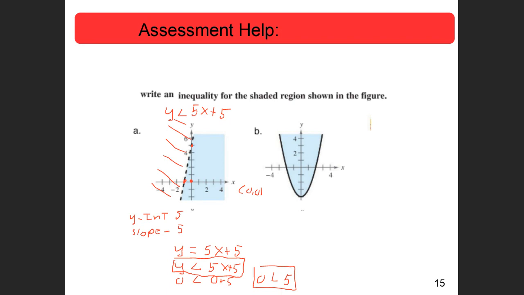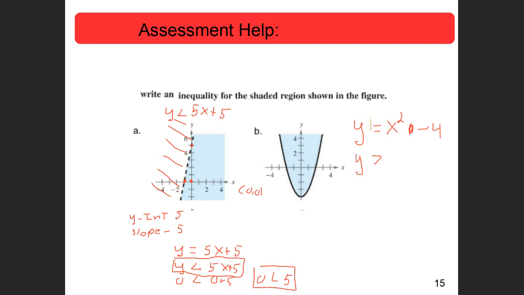Now the second one, this is a parabola, and it's shifted down 1, 2, 3, 4 places. So y is equal to x squared minus 4. That would be the equation for the parabola. It's not an equation, it's an inequality. So that means I have to change my equal sign to either a less than, or greater than, a less than or equal to, or a greater than or equal to. So which one is it?